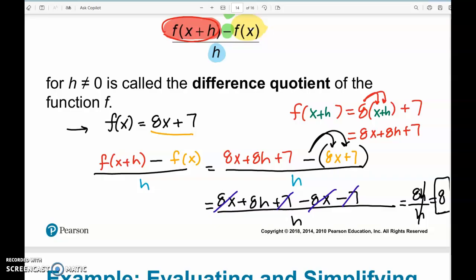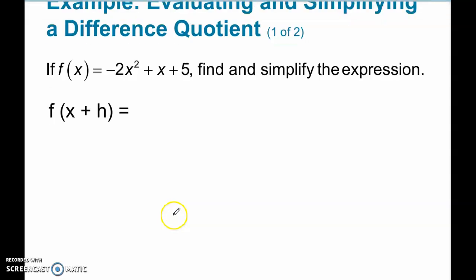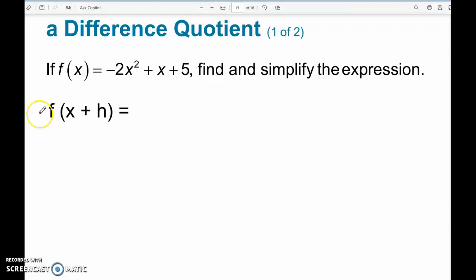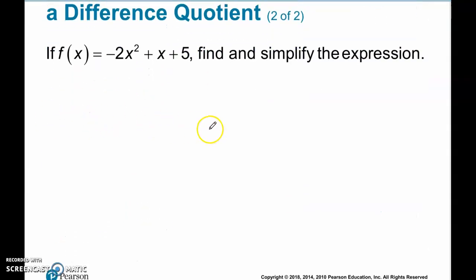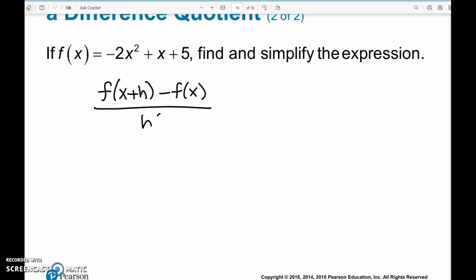So now let's apply what we did here. Let's apply it to this one. A little more difficult, but it's the same process. So remember, we're going to break it into the 3 parts. So I've got this part, and then I'm going to put it into my difference quotient. So on the first page there, we're going to figure out this part here.